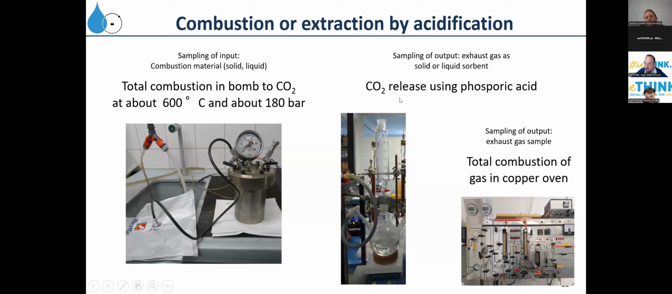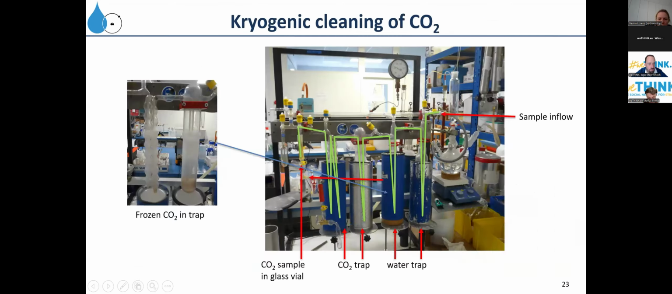If CO2 flue gas samples are used, which are adsorbed at some chemical, some solid or fluid chemical, then the release is done using phosphoric acid. If a pure gas sample should be analyzed, then it is combusted in a copper oven. All of this is handwork.